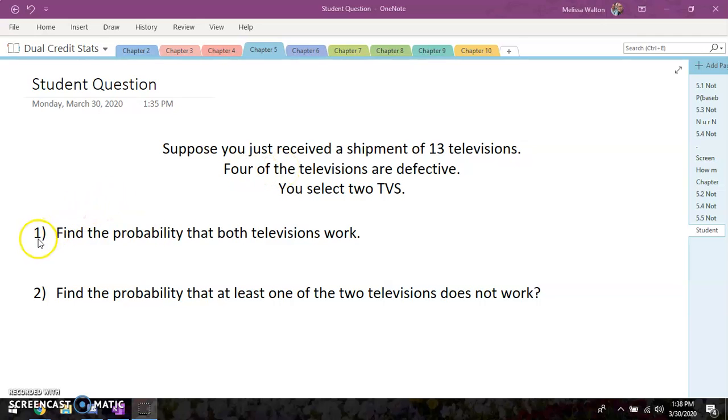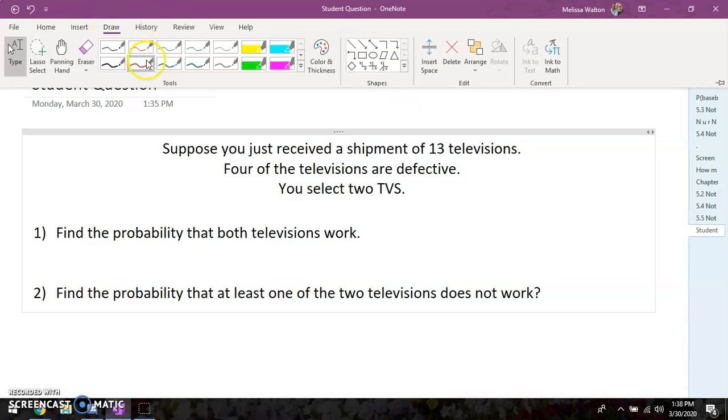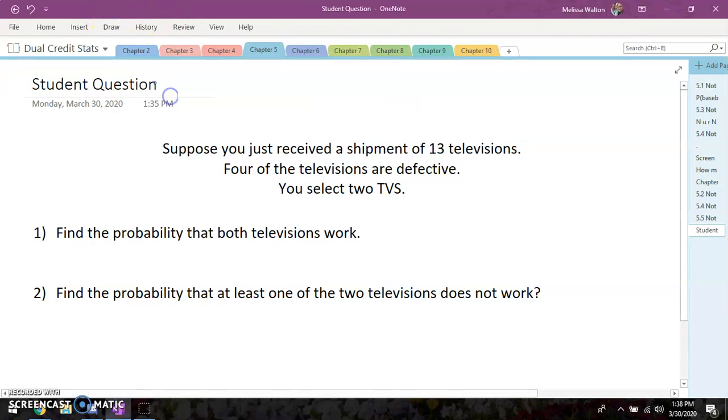So this problem is asking us first off to find the probability that both TVs work, and then next to find the probability that at least one of the 2 televisions does not work. All right, so let's go ahead and get started. For the first problem, I have 2 events. First off, I'm selecting the first TV, and then I'm also selecting the second TV. All right, pardon my bad handwriting, I'm trying.